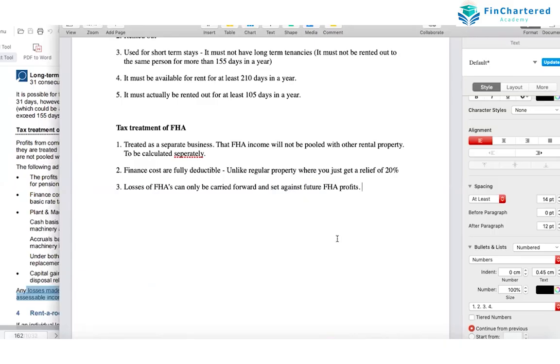Right? Then coming to plant and machinery, these are deducted. All right. So this is the treatment of FHA. Just make a note, see if you're comfortable with this. And with that, we move to rent a room relief.